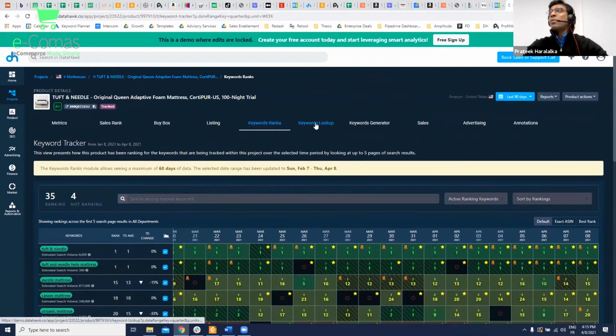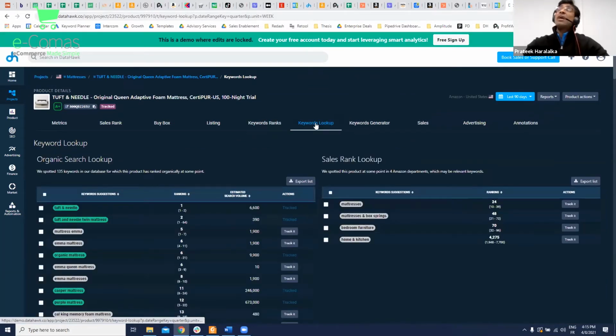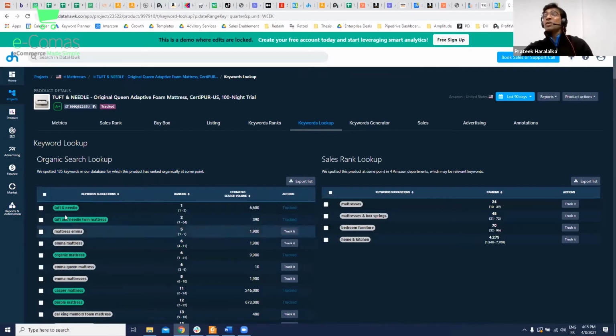So essentially, when you come to, let's say, something like the keywords lookup, here we're suggesting other keywords for which this product is ranked. Why? Because here you're leveraging DataHawk's network effects. Look, I'm showing you here, we spotted 135 keywords in our database for which this product is ranked organically at some point. How do we know this? Okay, the green ones are the ones you're tracking.